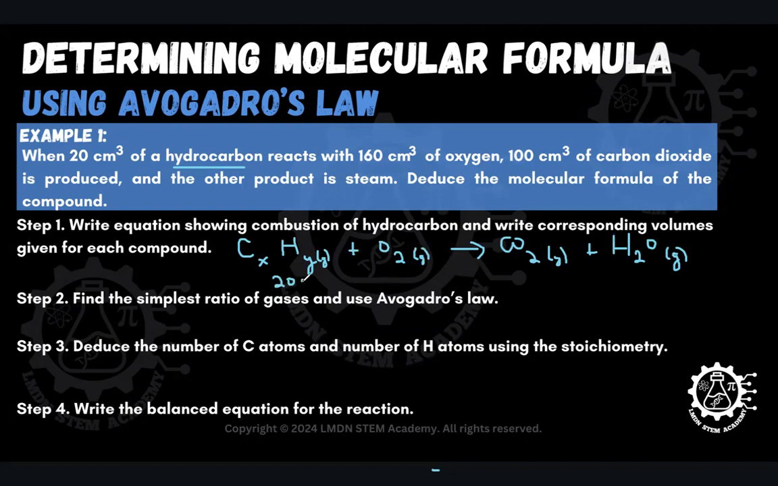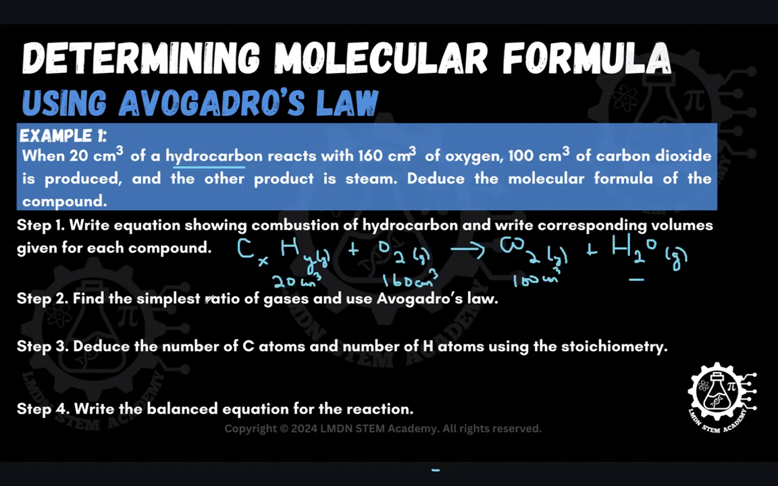So they said that we're going to combust 20 cm³ of the hydrocarbon with 160 cm³ of oxygen, and we're going to form 100 cm³ of carbon dioxide. So that's all the information that we have. They didn't give us any information about the steam, so we're going to leave that part blank for now. All right, so let's go to step 2.